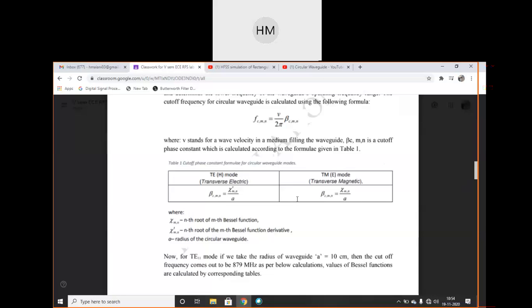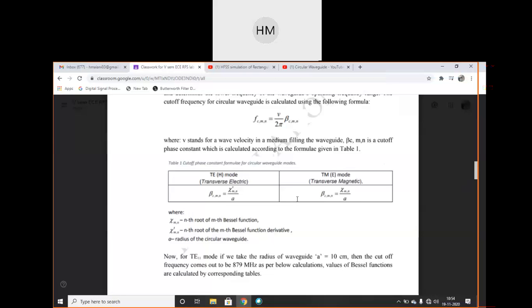So while designing any circular waveguide, if you want to change the radius, then for that particular radius we have to find the value of beta c first. For that beta c, I should know the value of the Bessel function. These standard values are given in the standard books of microwave engineering, or it is also available on the net. You can put it on Google, you will get these values.